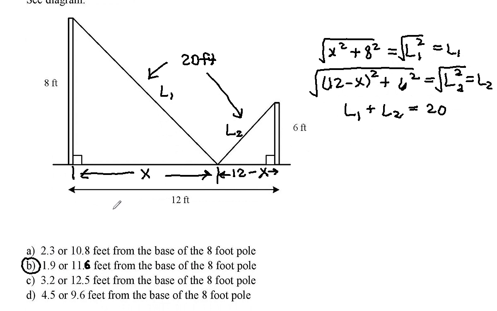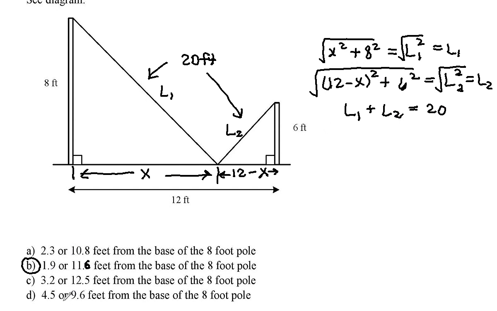Now, this is a super long process, and it's probably kind of confusing because you've got a lot of messy algebra, and if your problem is pretty similar to this, it's got a lot of messy algebra. So since this is a multiple choice question, let me suggest another way that you could do this. You could take that 1.9, plug it in for x here, and plug it in here, and add these guys together, and then square root them, and see if it adds up to 20. If it does, then that's the right answer. Then do the same thing with the 11.6.